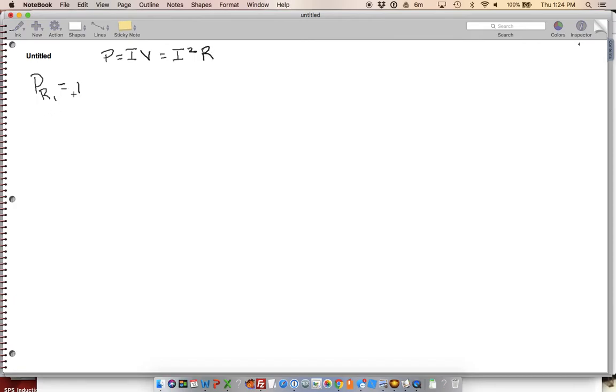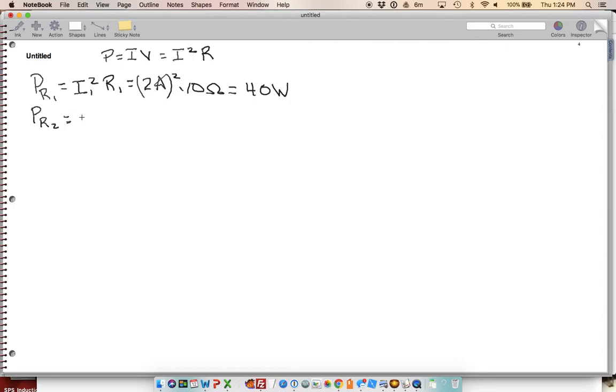So PR1 is going to be I1 squared R1. I1 is 2 amps squared times R1 is 10 ohms. And so that's 2 times 2 is 4, times 10 is 40, so 40 watts. Using the same equation for R2, I is going to be 1 amp squared times 5 ohms, which is equal to 5 watts.